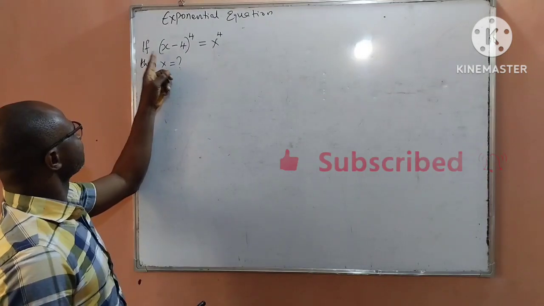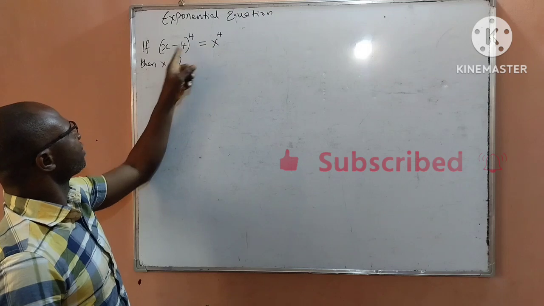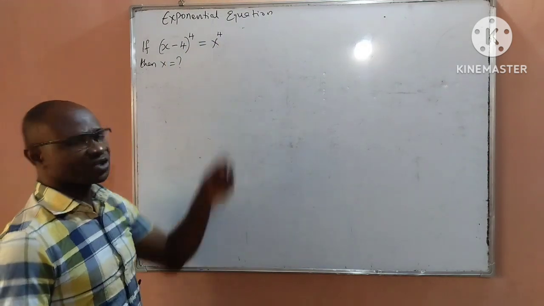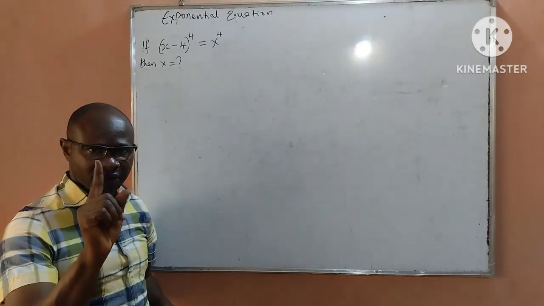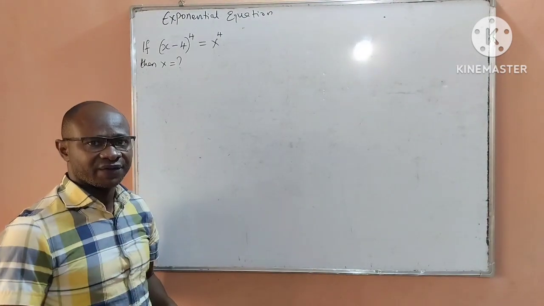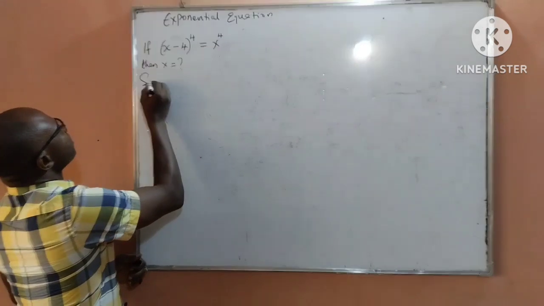We are given that (x minus 4) all raised to the power 4 is equal to x raised to the power 4, and we are expected to get the value of x. Let us dive in. Solution to this question.